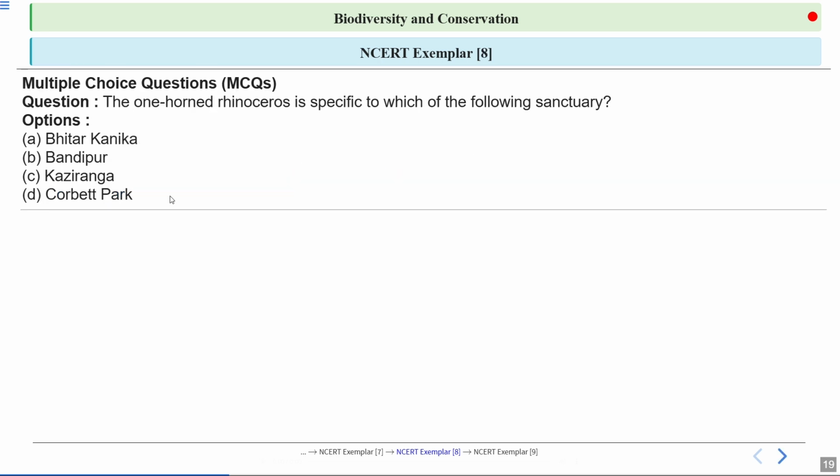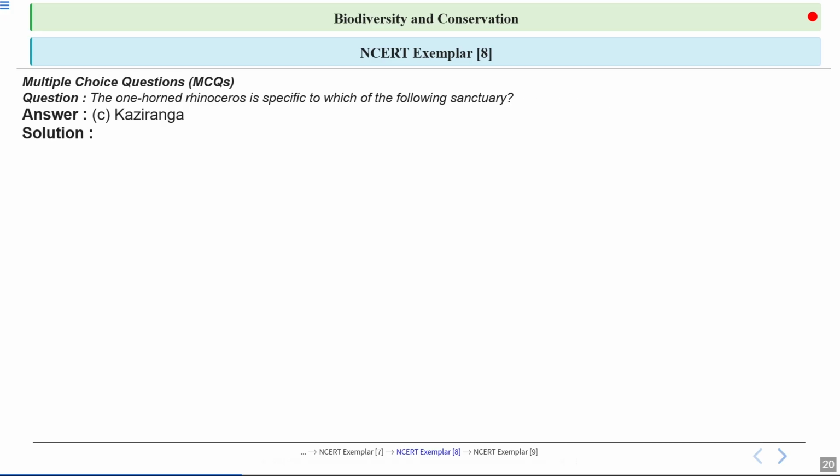Next question: the one-horn rhinoceros is specific to which of the following? So let's have a look at the options. Option A, Bhitarkanika. Option B is Bandipur. Option C is Kaziranga. Option D is Corbett Park. So what will be the correct answer? The option C, Kaziranga, is the correct answer.